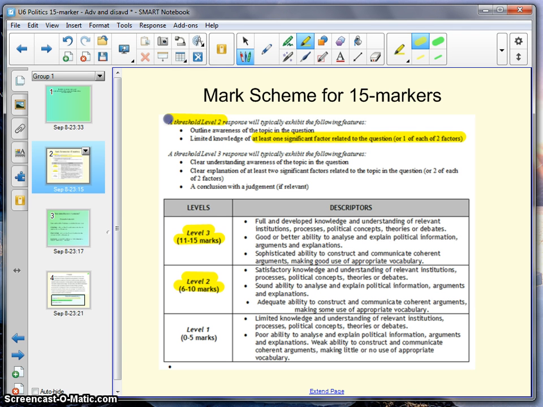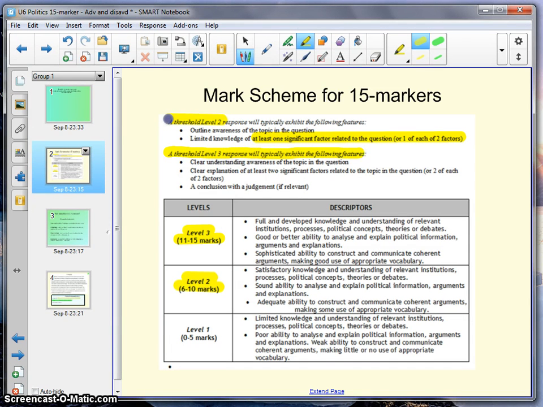It's entirely possible to get 15 marks on 15 markers. As an examiner, I've marked questions where I've given them 15 marks, and I'm quite happy with that. So in Unit 4C, similar thing, you can certainly get 15 marks by doing a very good essay, but to get to level 3, which starts at 11 marks, you've got to reach threshold level 3.